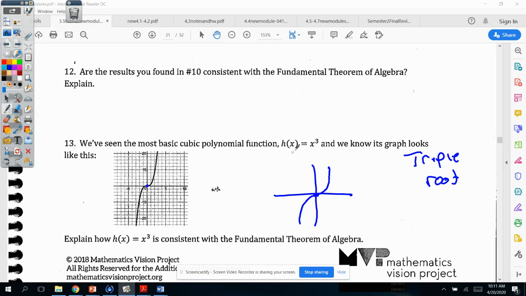If it's an x to the fifth, it hesitates even steeper before it goes in. But if it looks like it levels off before it passes through, it's an odd root. And usually it's going to be a 3. So it is a triple root, multiplicity 3. That is why it is consistent.